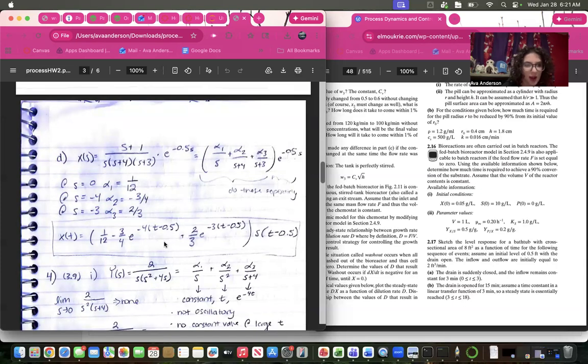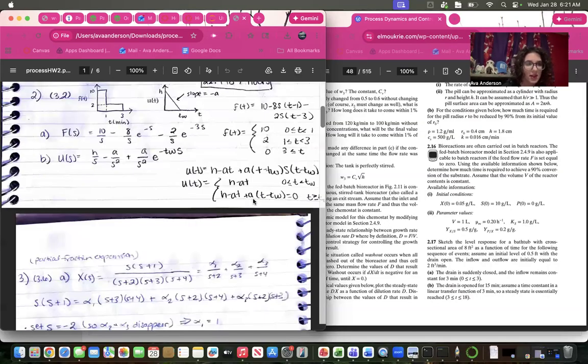You get 1/2 minus 3/4 e to -4 times t minus 0.5, all of that plus 2/3 e to -3 times t minus 0.5, and that whole thing multiplied by s times t minus 0.5 that you got from this e.